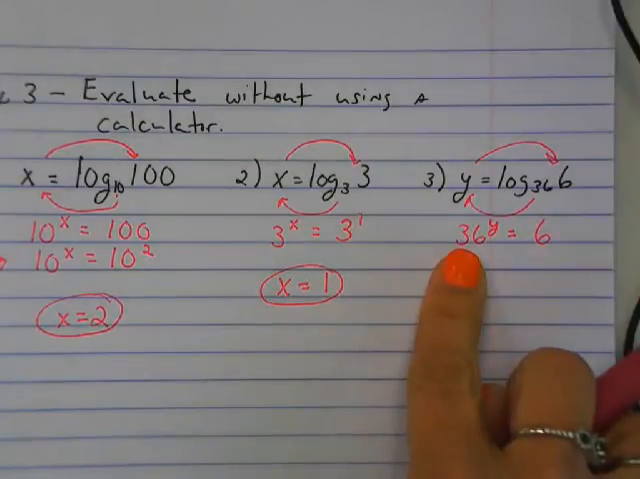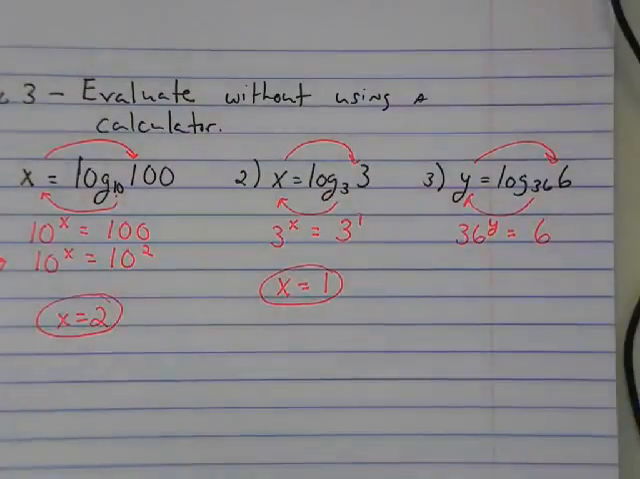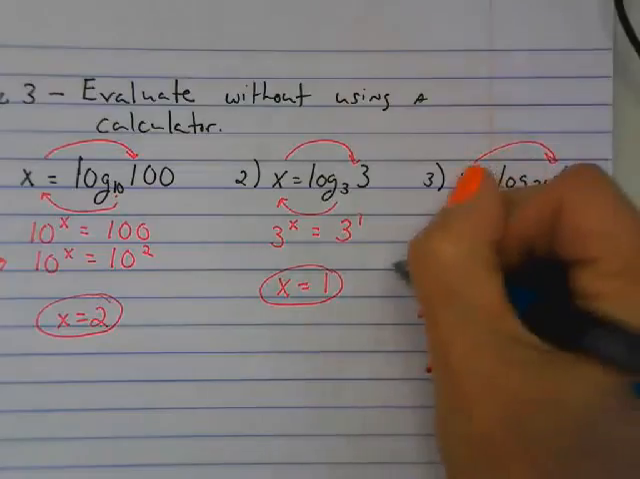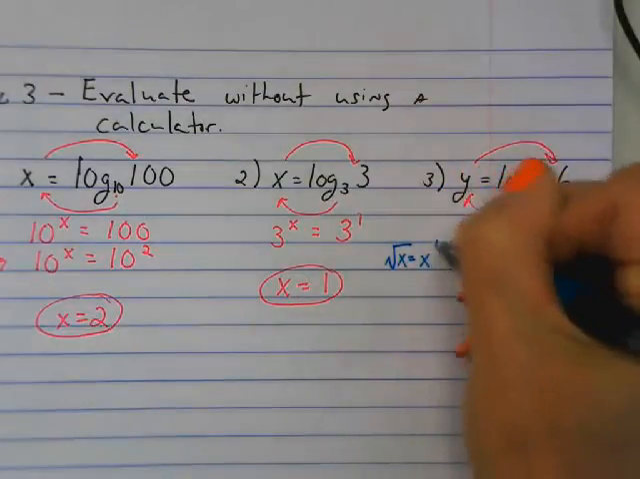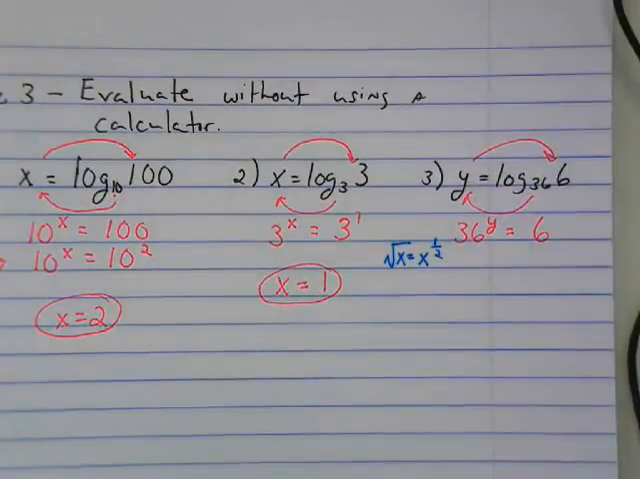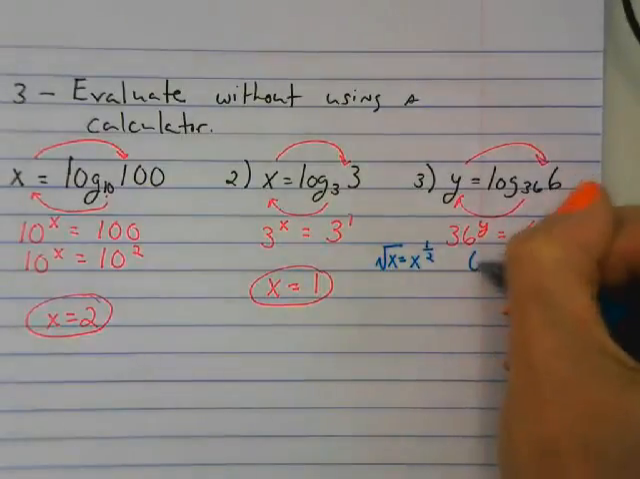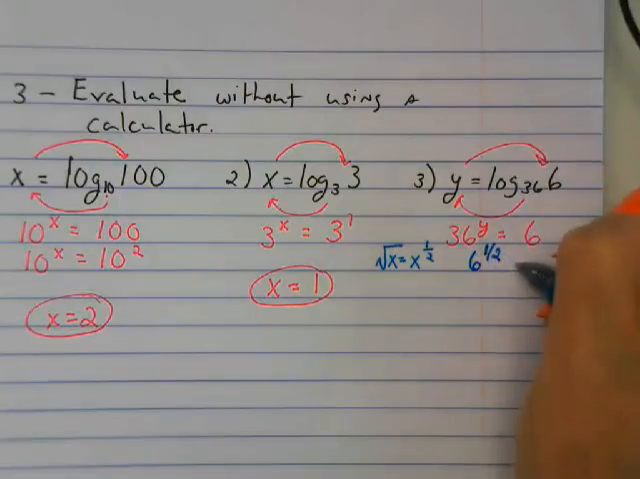Well, I know what you guys are thinking is, Ms. Hoffman, you wouldn't raise it to a power, you just take the square root. When you take the square root of something, if I take the square root of x, that's really raising x to the 1/2 power if you go back to what you learned with square roots. So really this is 6 to the 1/2 power. So y would equal 1/2.